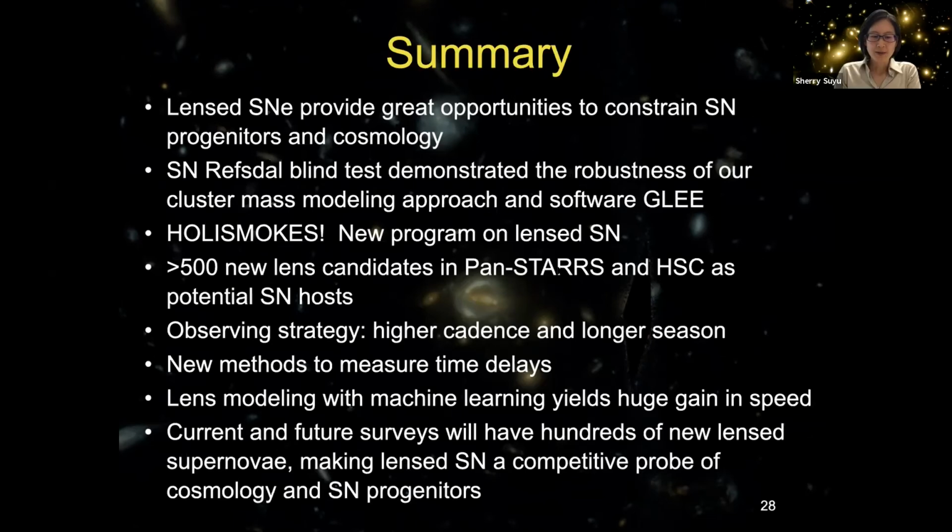So I think we're entering a golden era for lensing, and that we will have really hundreds and thousands of lens systems that will be discovered. And in that sense, I think the conventional approaches that we have been using so far will hit a bottleneck. This is either from your lens tool or from our software GLEE. It just takes too long to analyze them.